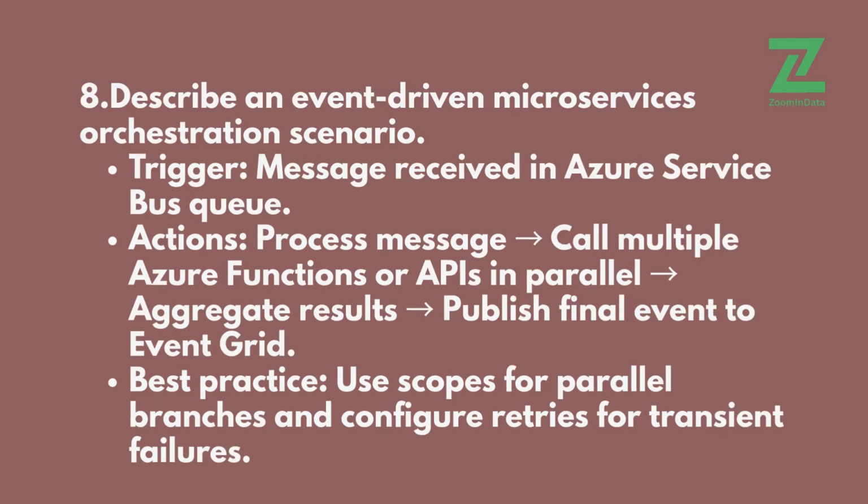Describe an event-driven microservices orchestration scenario. Trigger: message received in Azure Service Bus queue. Actions: process message. Call multiple Azure Functions or APIs in parallel. Aggregate results. Publish final event to Event Grid. Best practice: use scopes for parallel branches and configure retries for transient failures.